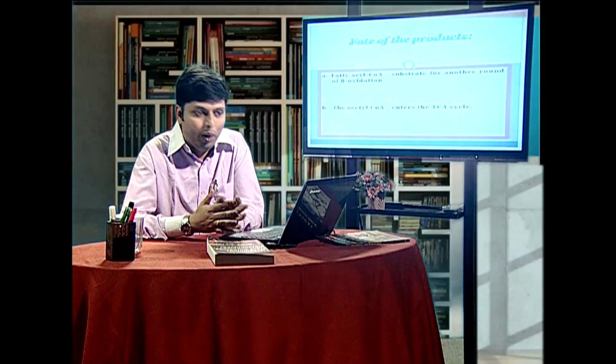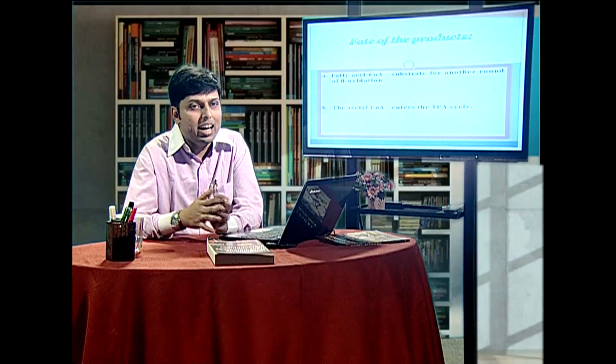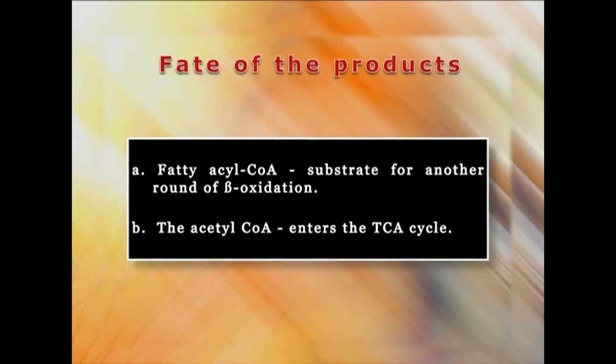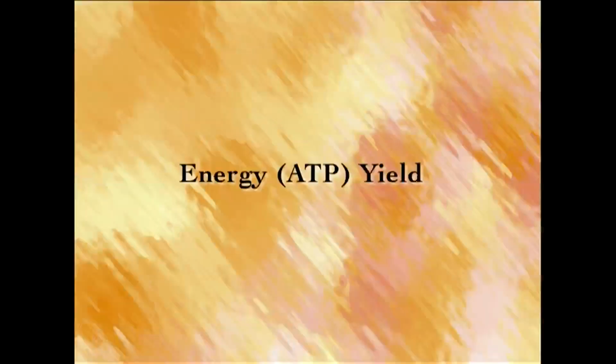Now, the fate of the products of beta oxidation of fatty acids is that the fatty acyl-CoA produced is the substrate for the next round of beta oxidation, whereas acetyl-CoA, which is generated as the second product, enters the TCA cycle for further oxidation.